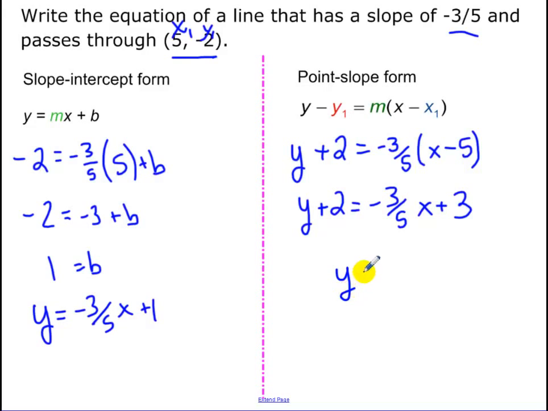Bring the 2 over. So we get the same thing either way. Again, I don't care which way you do. This one you guys are probably most familiar with, so that's the one I'm going to be using a lot, the slope-intercept form.